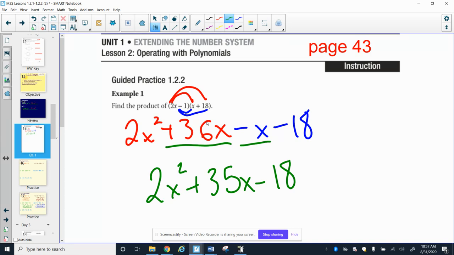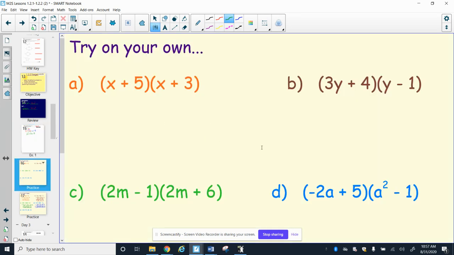So first objective for today: can we double distribute? This is something you should have seen last year in math class, probably just like a half-day lesson. But let's practice this a little bit. We'll do this one more together like this.